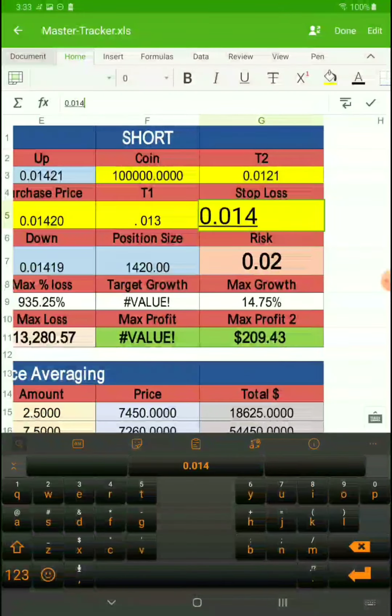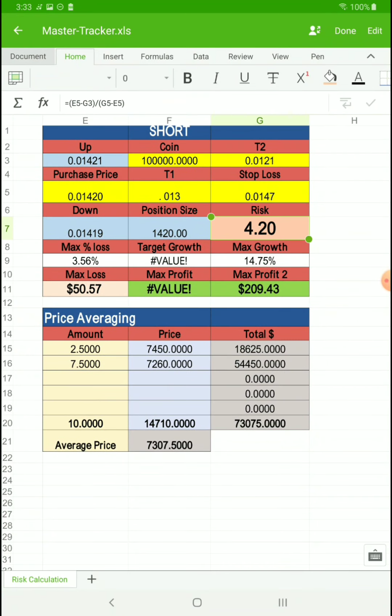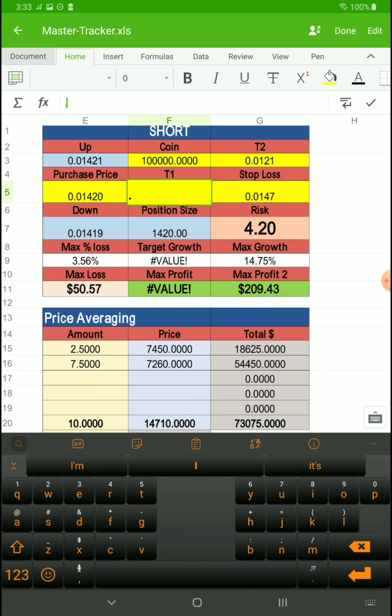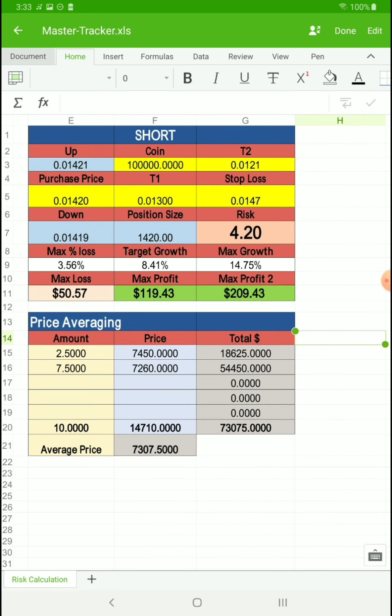147. There we go. So my risk is about 4. It's pretty crazy, eh? That's actually insane when you think about it like that. And the risk is based off of, oh, that's why it's the zeros. It's adding a space every time, okay? Because I'm using an Android. 13. There we go. It's a little bit better.